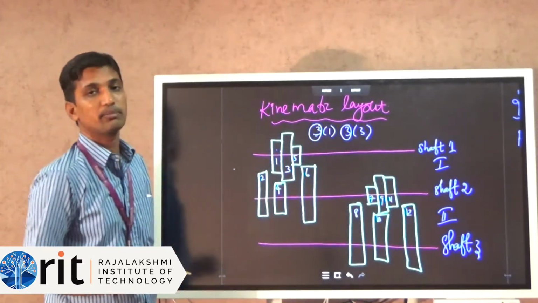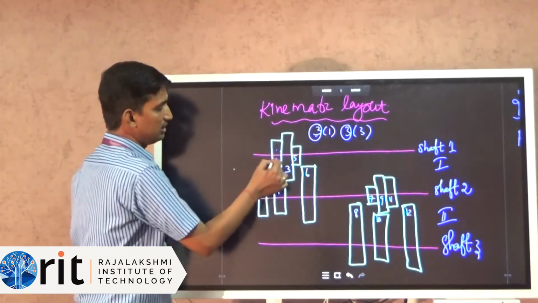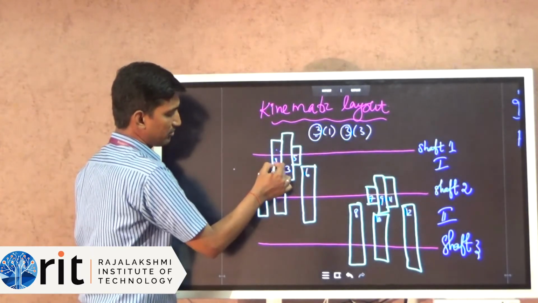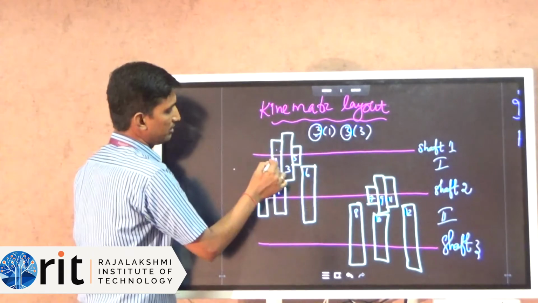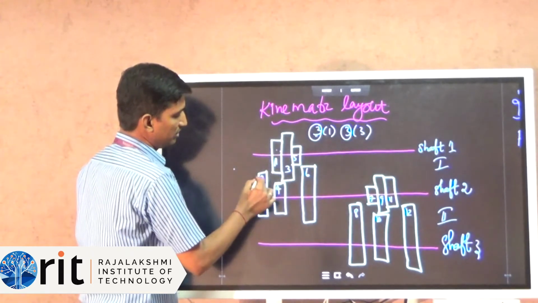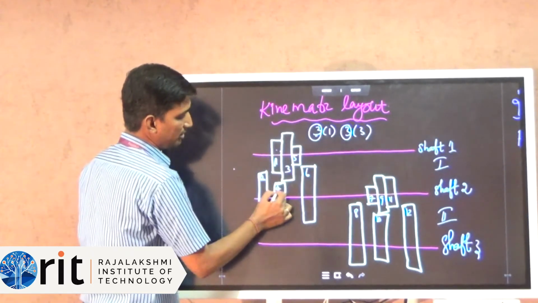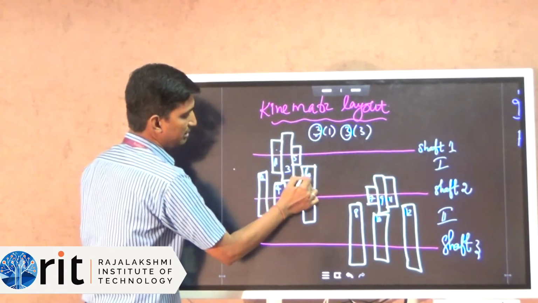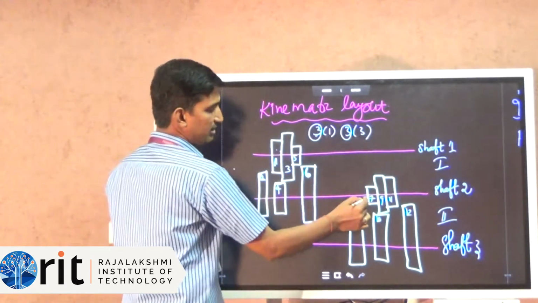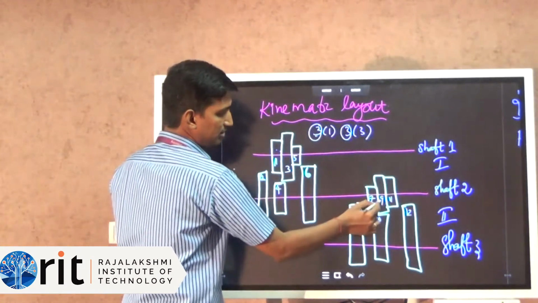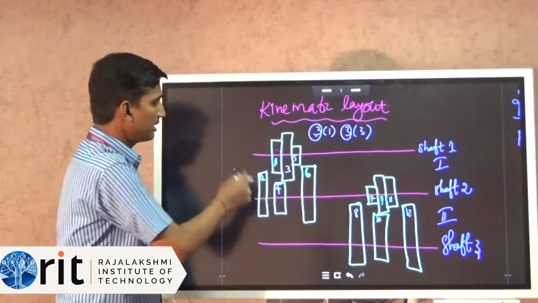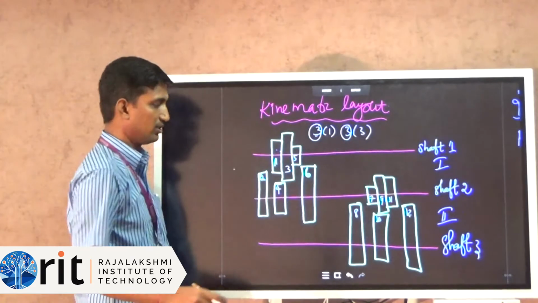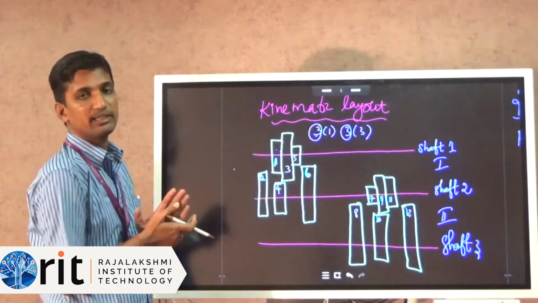Now I am going to number it. How to number it? This first gear is called 1. This is 2. This is 3. This is 4. This is 5. Then this is 6. Similarly, this is 7. This is 8. This is 9. This is 10. This is 11. Then this is 12. The numbering has to be done in ascending order. This is the kinematic layout.